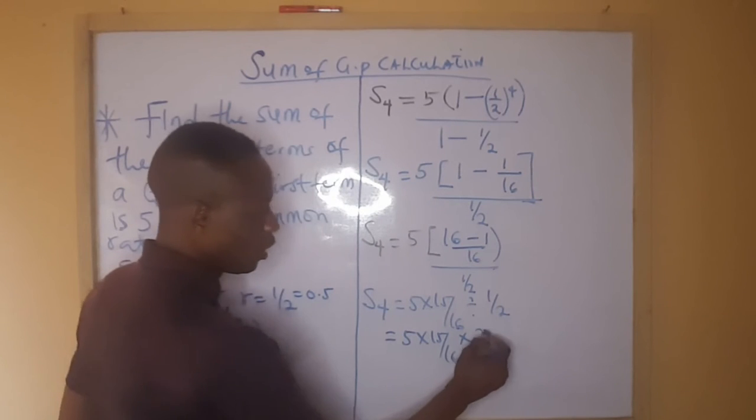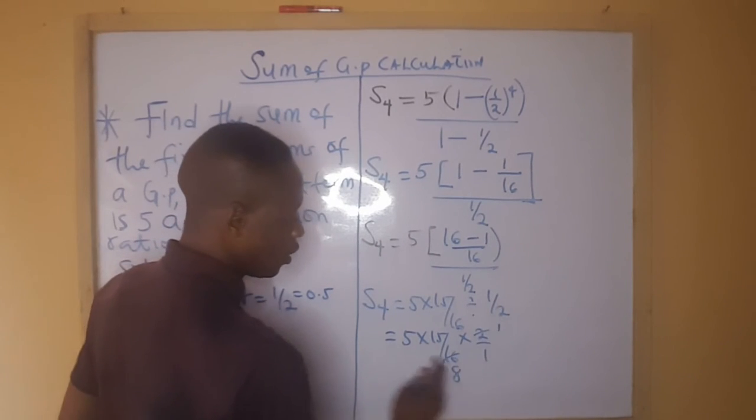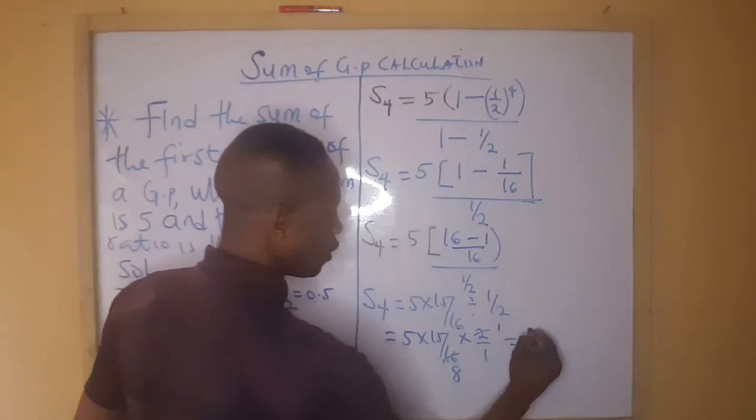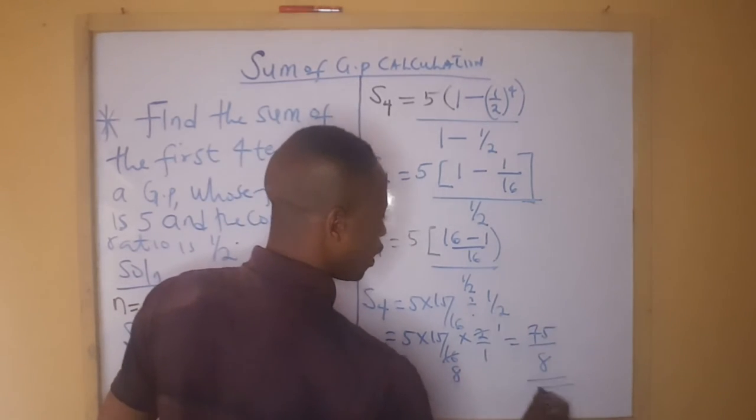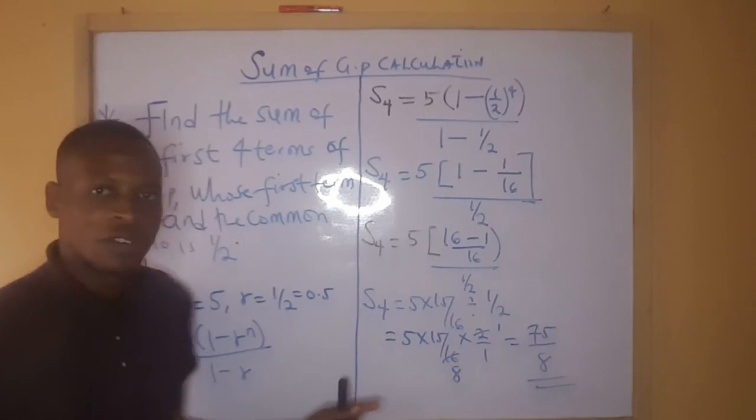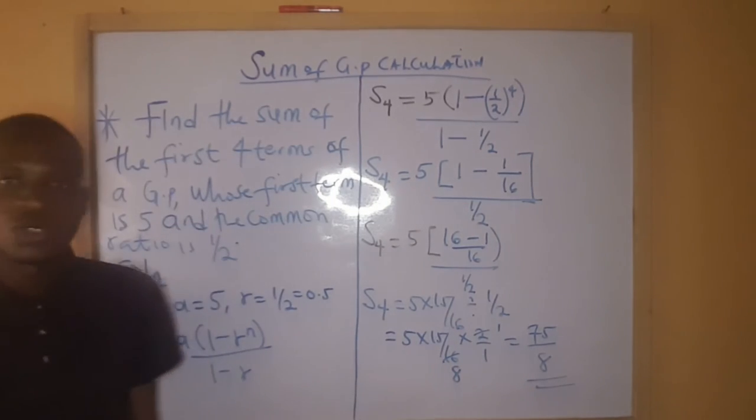So I can simply say 2 here 1, 2 here 8. So 5 times 15 times 1 will give 75. Then 8 times 1 will give 8. So 75 over 8 is my final answer to this question, and that is the sum of the first four terms pertaining to this question.